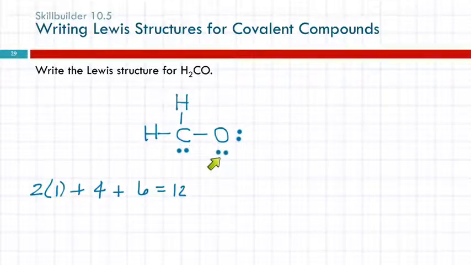But let's just kind of make a mistake on purpose and see what happens. So I'm going to take this lone pair and share it, and I'm going to look at what I've got. So this oxygen has 2, 4, 6. Well, that's no good. This carbon has 2, 4, 6, 8, 10. It's got too many.